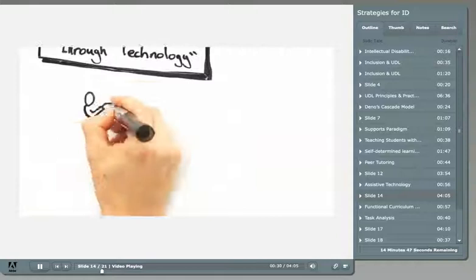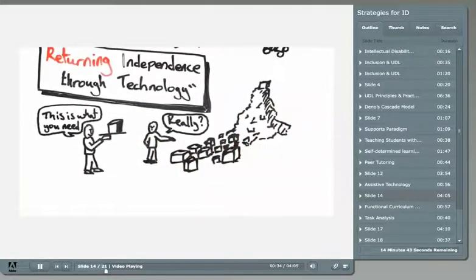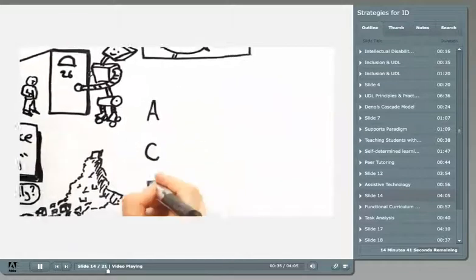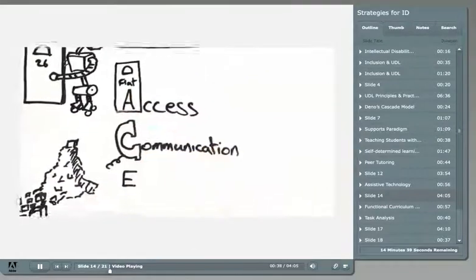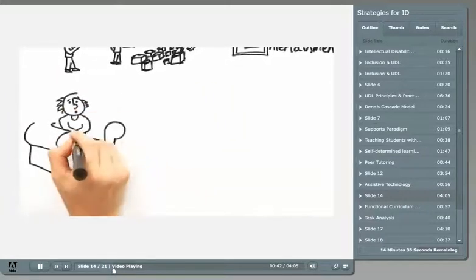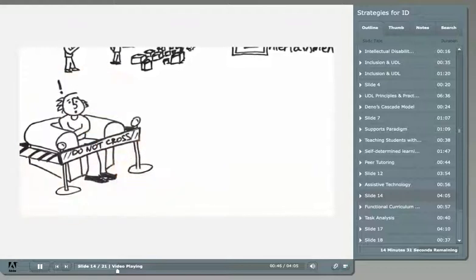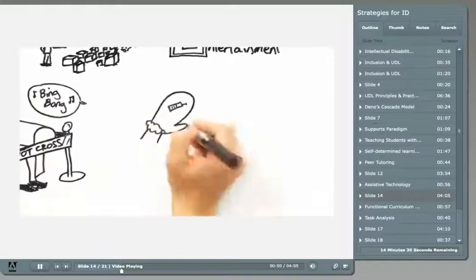Because everyone's needs are different, the assistance they require is also different. AT can help in many areas. The main ones are ACE: access, communication and entertainment. Some people find it difficult or impossible to get to and answer the door. Imagine being confined to the chair in your living room and the doorbell rings. What would you do? AT has solutions for that.